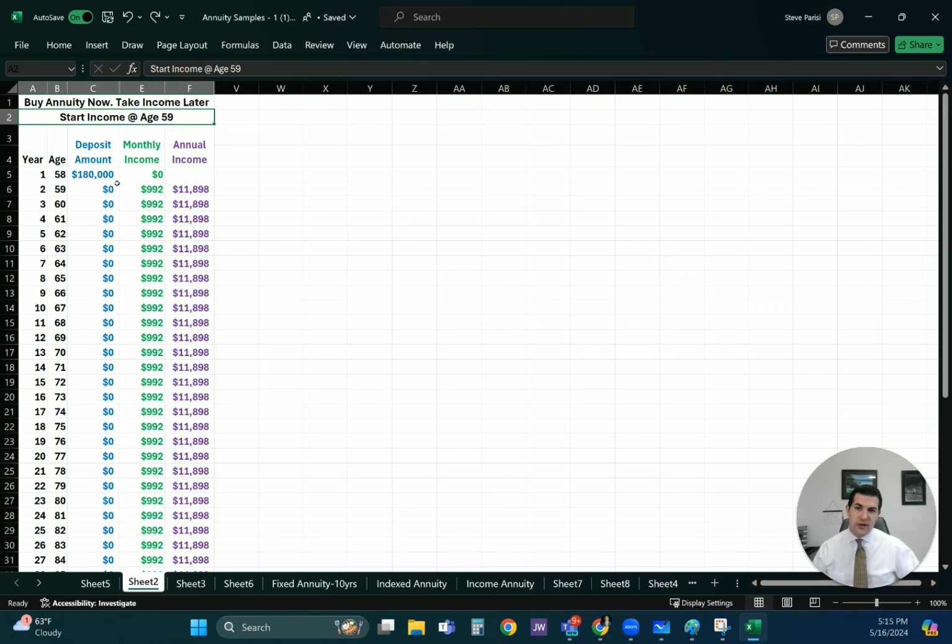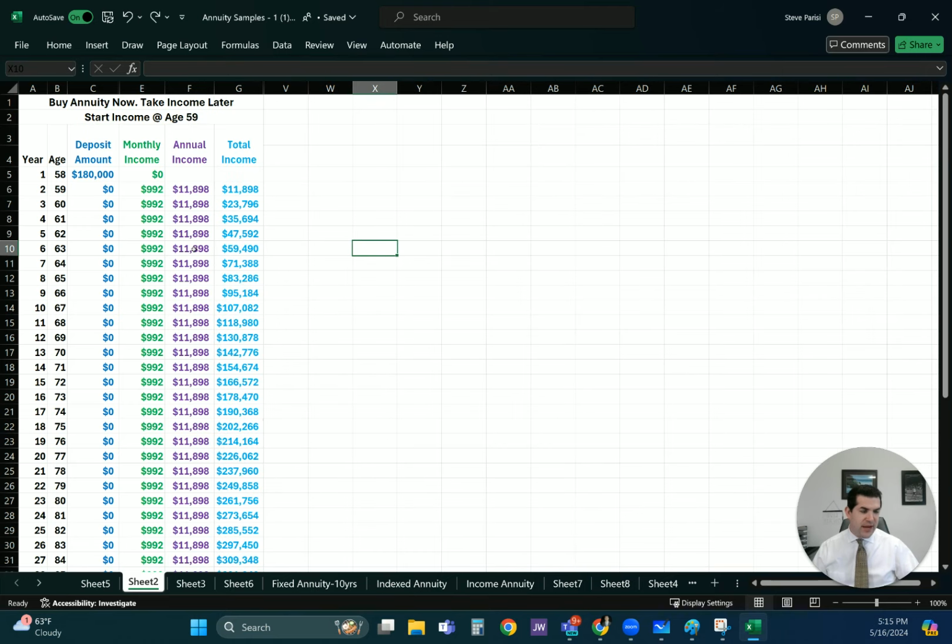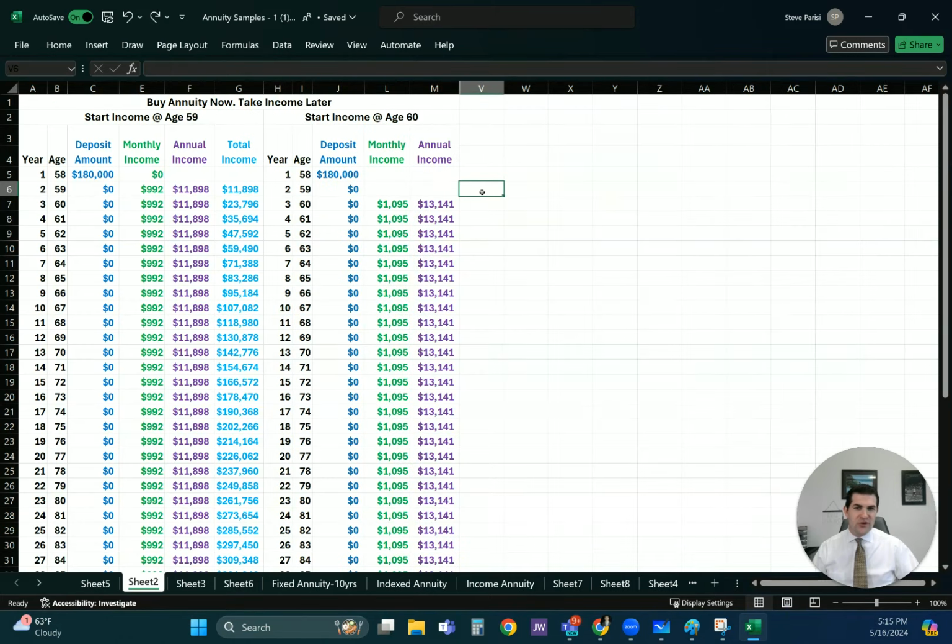So that's what it looks like if he starts taking income within a year, at 59 and a half in this example. There's the total income over time. So this tallies up the payments. Pretty cool. Next, what if I start taking income at 60 years old? So I wait a couple years. I don't take it next year, I take it the following year. Well, that gives me almost an extra $100 per month, just about $1,100 per month total. $13,000 in change per year when I look at that.